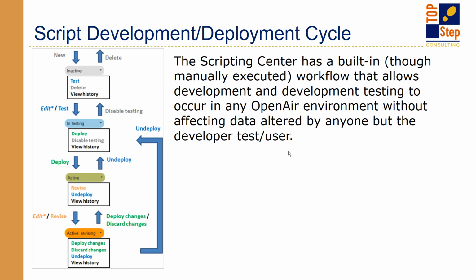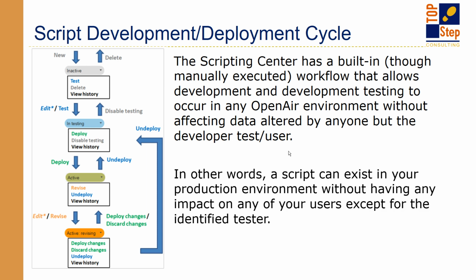It moves it to an active stage in the green. And then if you still need to make changes to it, you can revise it, and the active code will affect everyone, and the changes you're making will again only impact your test user. So when it is in that orange active revising stage, it's still functional for everybody in your organization as of the last release that was deployed, but the changes that you've made can be tested by one person, one user that you've identified. So that's how the workflow functions in the Scripting Center. Basically, it can exist in your production environment without impacting anybody except for your tester.